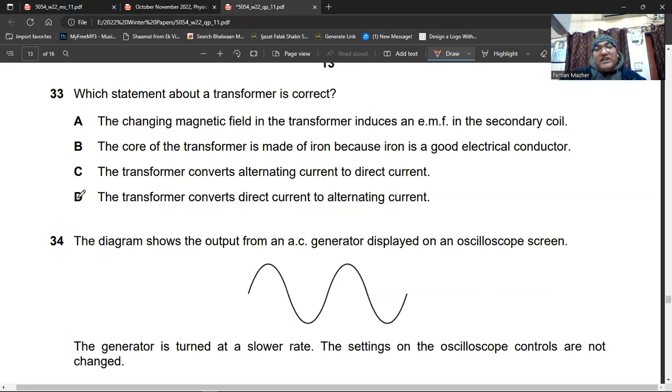No. We put a soft iron core there, but not because it's a good electric conductor, because it's a very good magnetic material. The transformer converts alternating current to direct current? No, that's not the function of the transformer. The transformer converts direct current to alternating current? That is wrong.